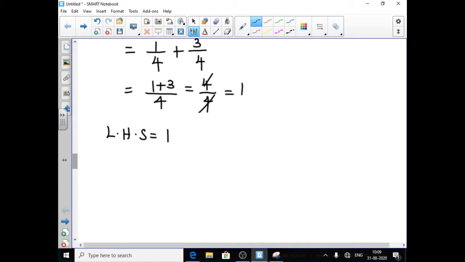Okay, and right hand side is what? Sine 90 degree. So RHS is equal to sine 90 degree, that is equal to 1. So therefore LHS is equal to RHS. Okay, therefore hence it is proved.